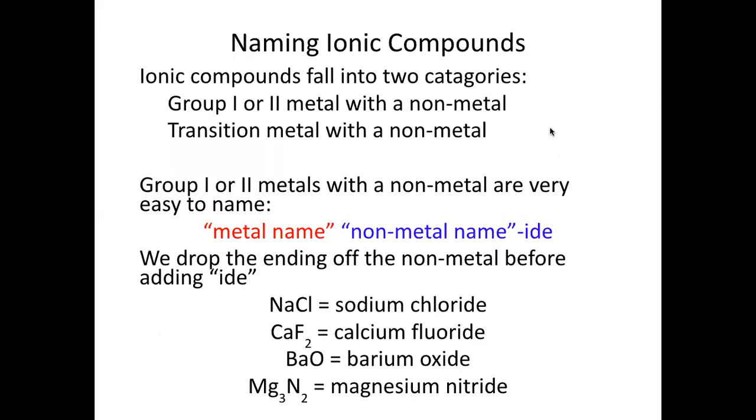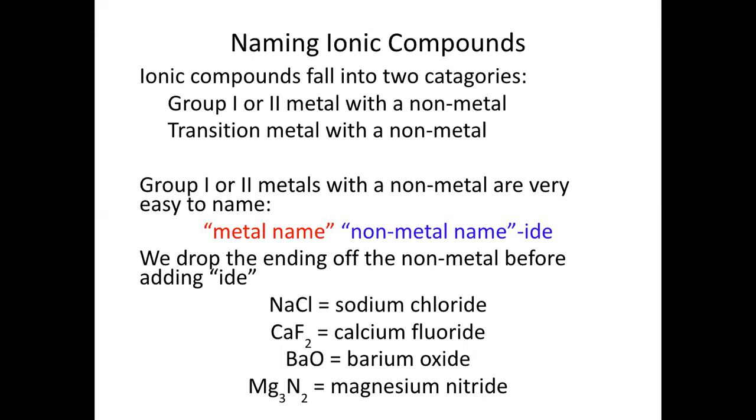So how do we name these ionic compounds? It's really simple. Ionic compounds fall into 2 categories: group 1 or 2 metals with a non-metal, and then you can have a transition metal. So the transition metals are in the exact middle of the periodic table, with the non-metal. Group 1 or 2 metals with a non-metal are very easy to name.